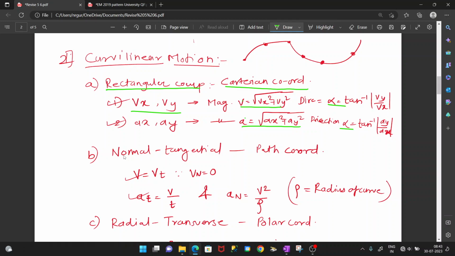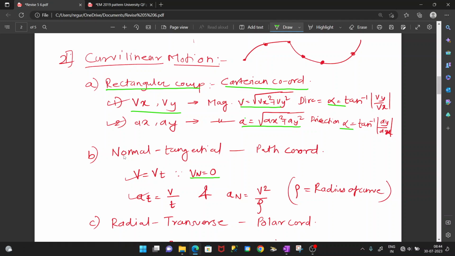Now second type is important, that is normal and tangential coordinates, or path coordinates as we call it. Here velocity will be tangential to the path, therefore velocity will be tangential velocity only. There will be no velocity in normal direction. Tangential acceleration will be dv by dt, and normal acceleration is equal to v square upon rho.